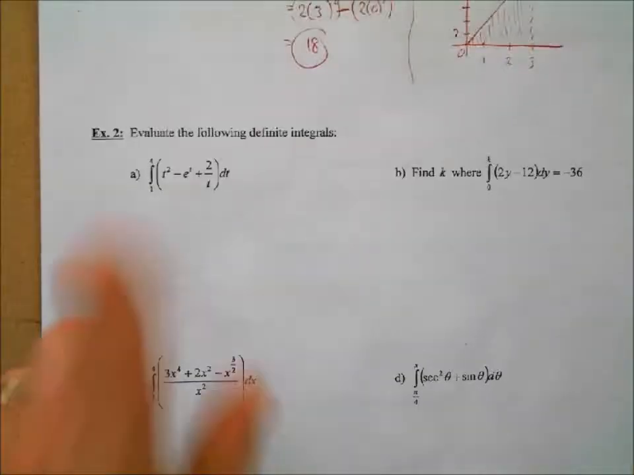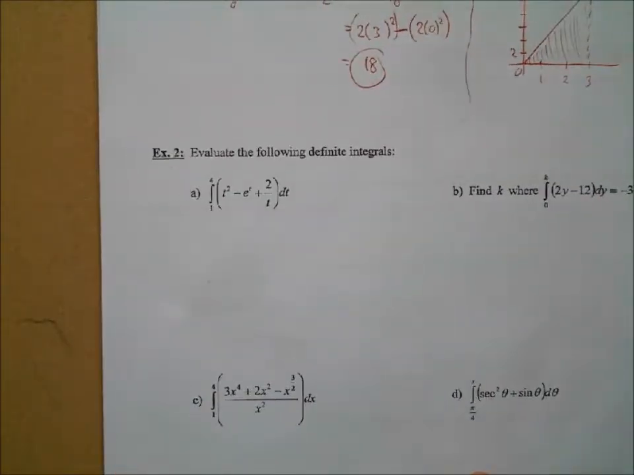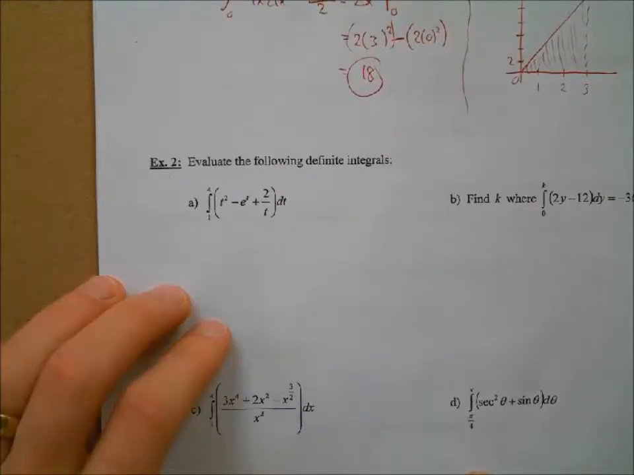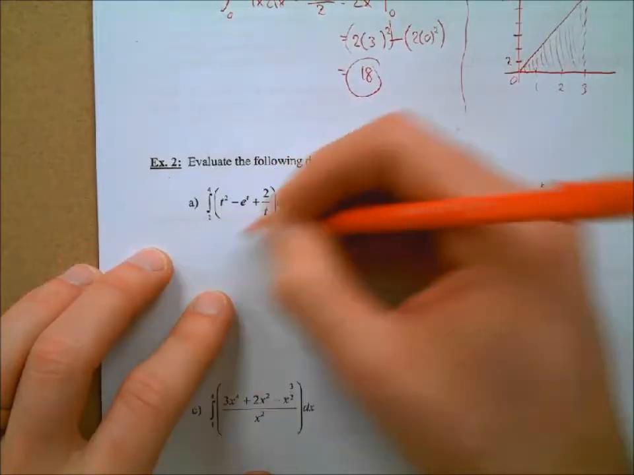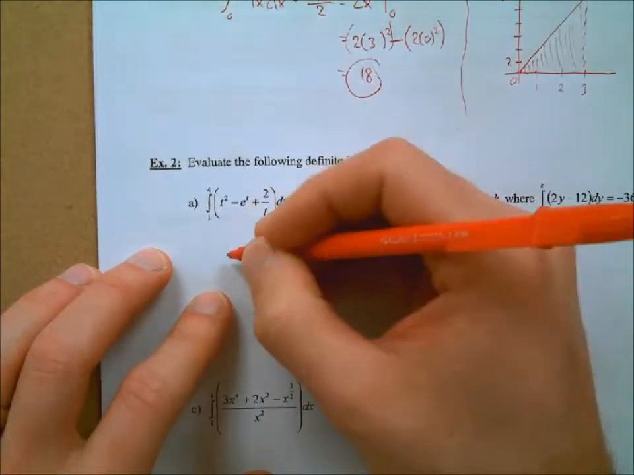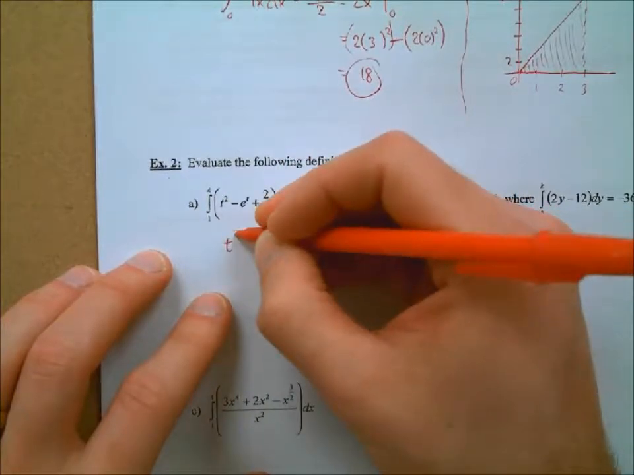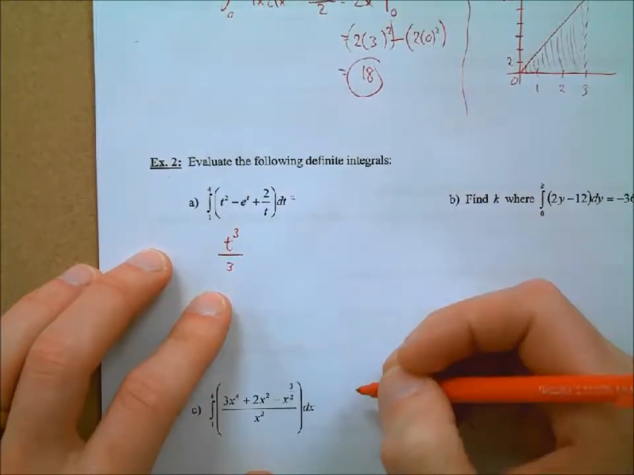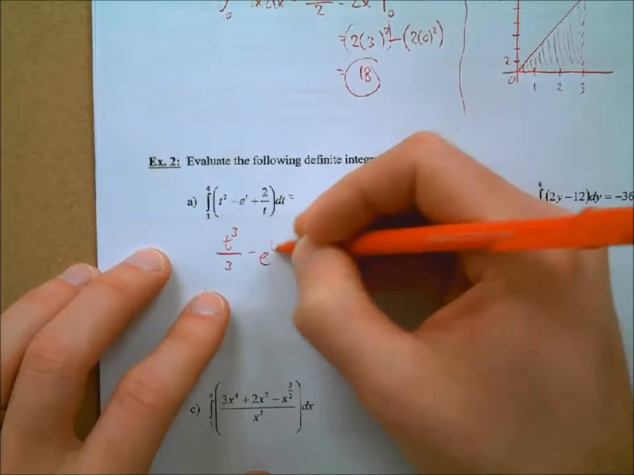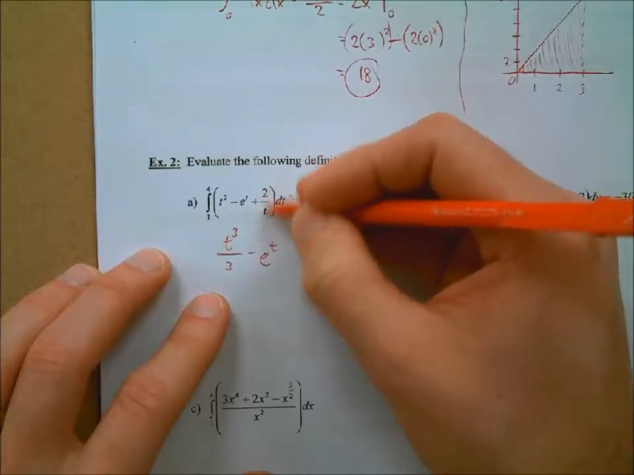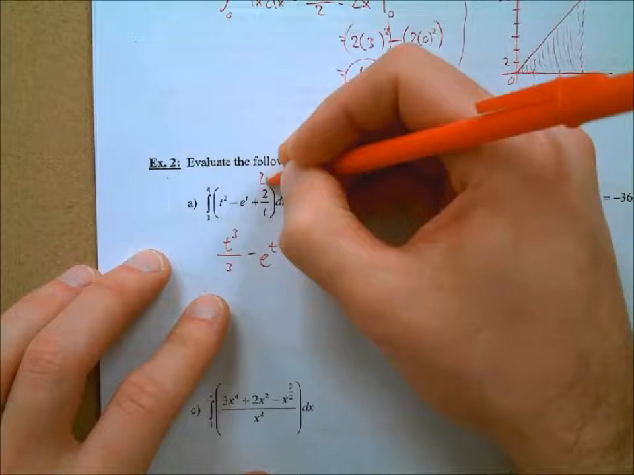So letter A. Evaluate the following definite integrals. No context given here, so we're just going to go ahead and evaluate these things. I guess I'll do this right down here. We'll integrate t squared first. The integral of t squared is t cubed over 3. And then the integral of e to the t, so minus e to the t. And then the integral of 2 over t, oh, that's right, 2 over t is 2t to the negative 1.